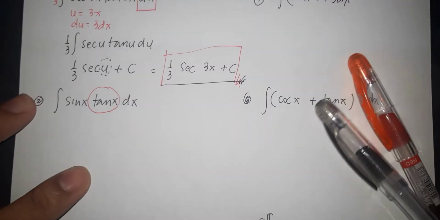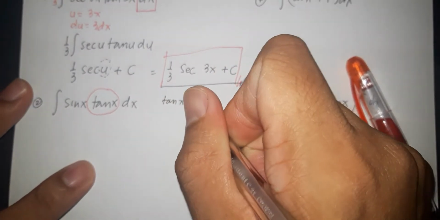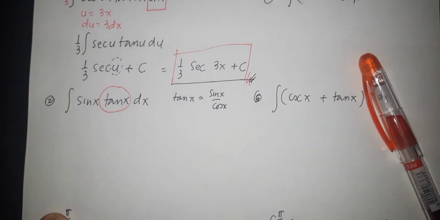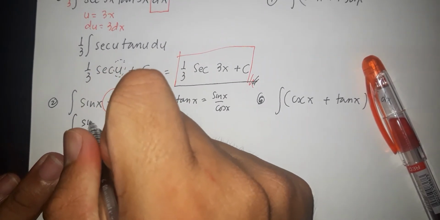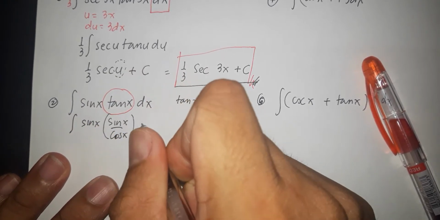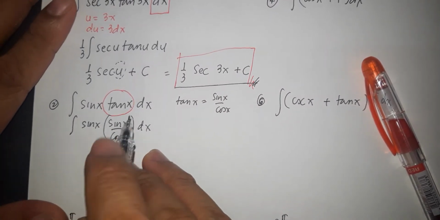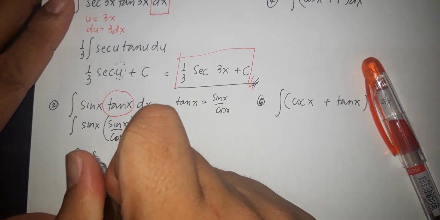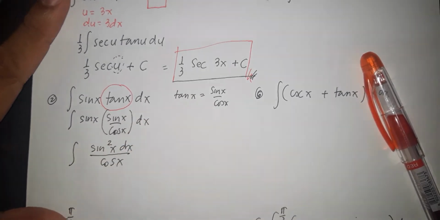So, ano ba ang basic identity natin para kay tangent? So, alam natin, using ratio identity, tangent x is equal to sine x over cosine of x. So, ibig sabihin, yung tangent x lang, pwede kong gamitan ng integral of sine x times sine x over cosine x dx. So, yung sine at saka yung sine, magiging sine squared. So, this gives you sine squared x dx over cosine of x.